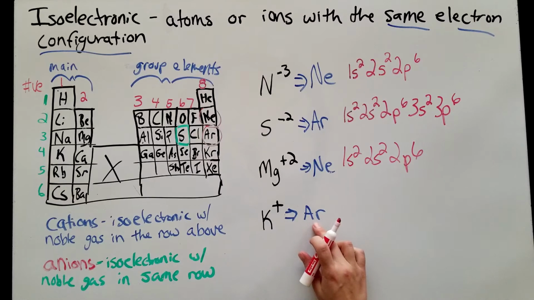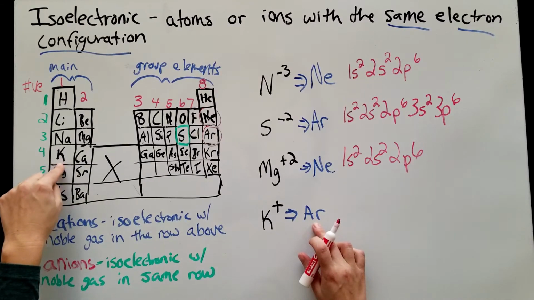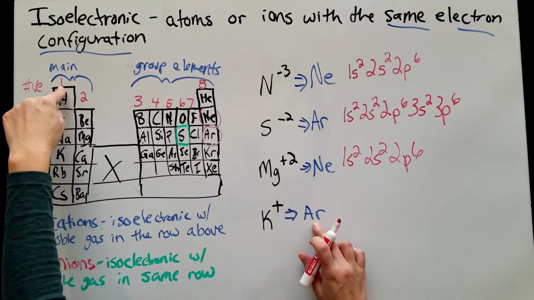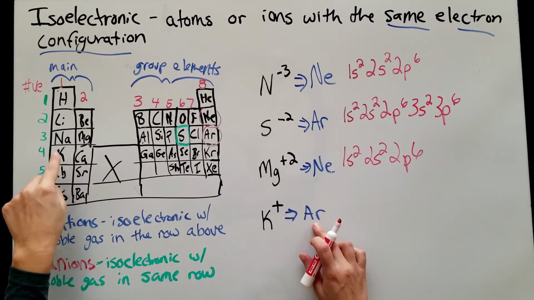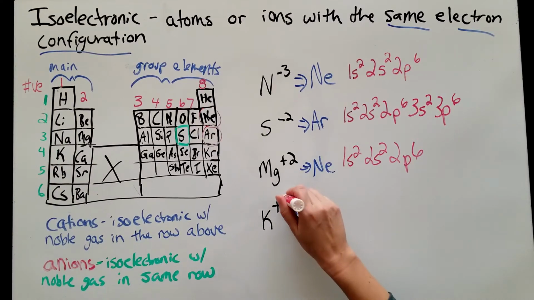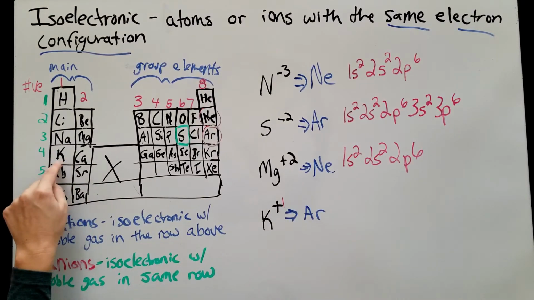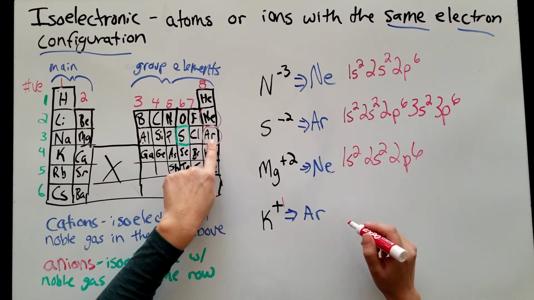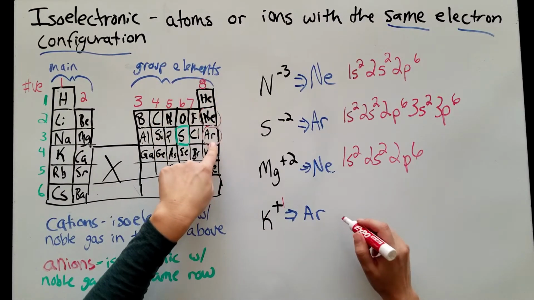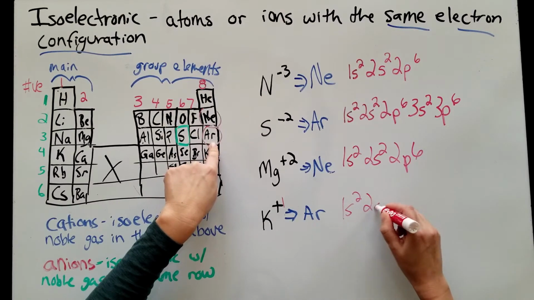Potassium is the same as argon, so potassium's here. It has one valence electron in its outer shell when it's neutral. When it loses that one valence electron, so it's losing one negative charge, it becomes a +1. So it loses that electron and now has the same electron configuration of argon, has a full octet. So there we go here.